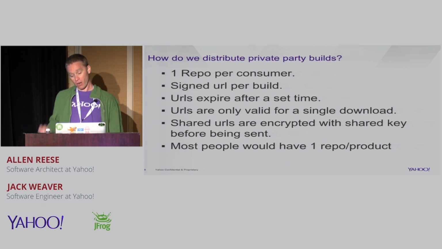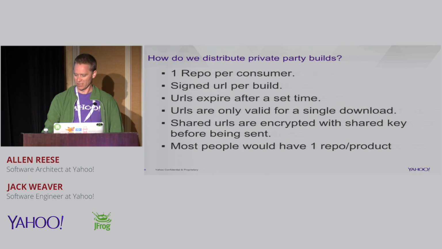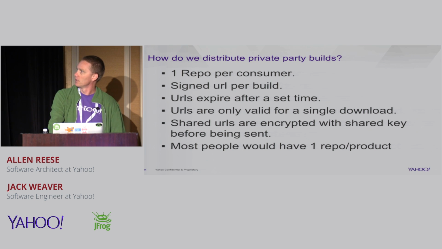For most of our use cases, it's 1 repo per product. Depending on if you're distributing private party builds or licensed software, you might do it a little differently. You can control the entitlements. You can get pretty fine-grained with the entitlements. You want to talk to support about that.